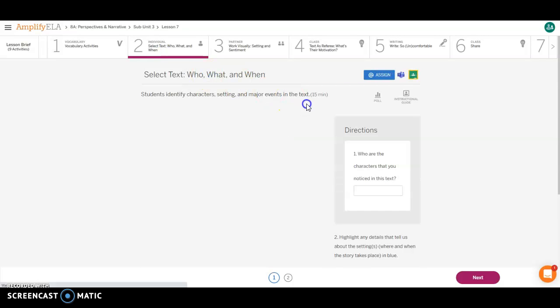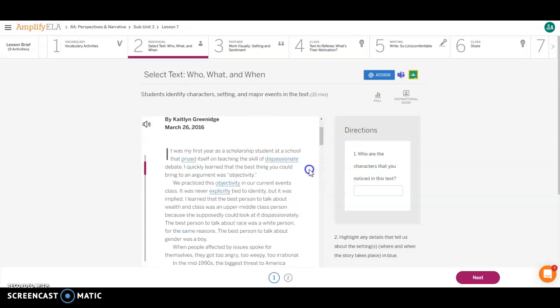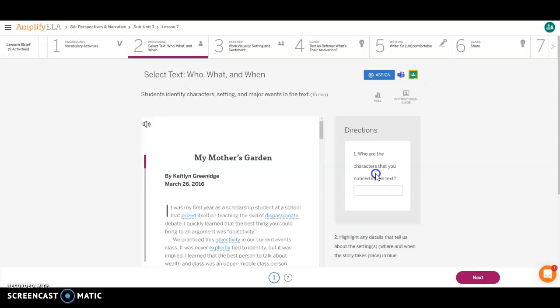Alright, I hope you mastered some words in the vocab app. The first thing that we're going to do today is just get an overview of this text, My Mother's Garden. It is absolutely an amazing, amazing story. It is one of my favorites that we read all year. After you read the text, the first thing you're just going to answer is who are the characters that you noticed? Who stood out to you?